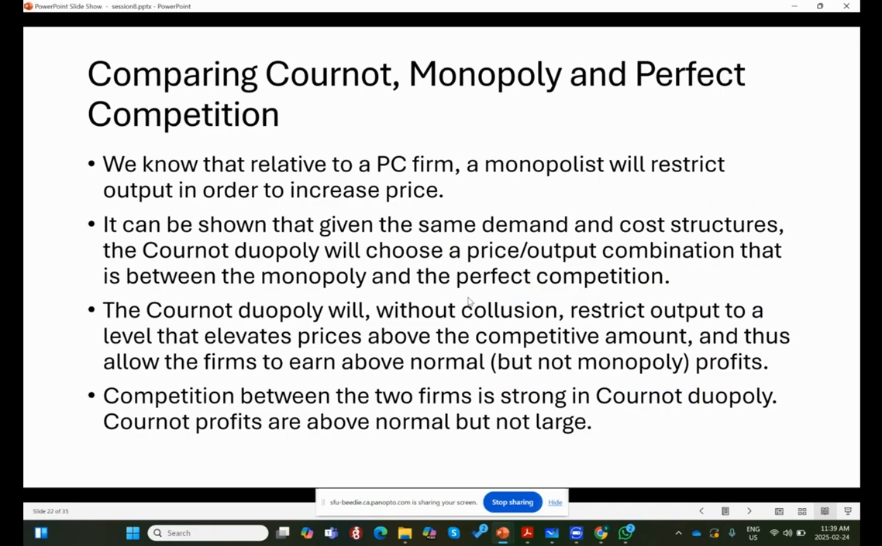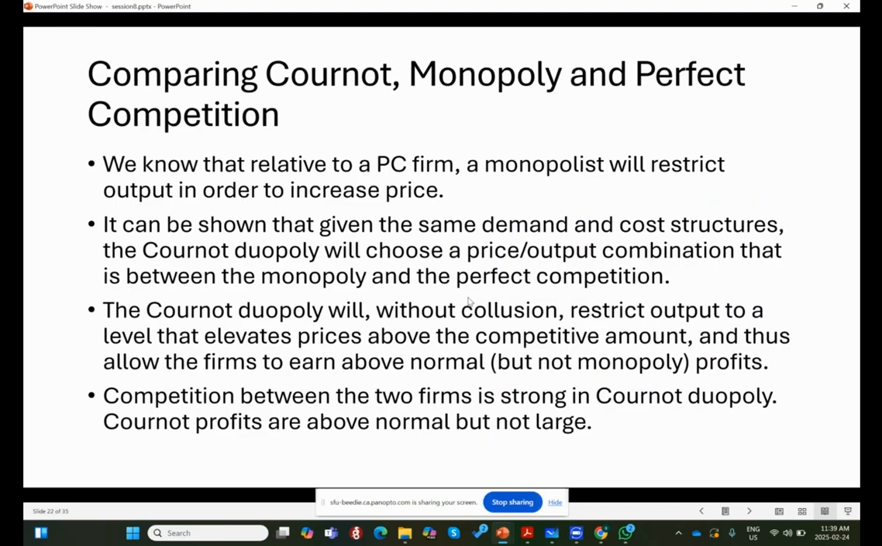Now, let's compare Cournot duopoly with monopoly and perfect competition. First of all, in terms of the price, monopoly has the highest price and perfect competition has the lowest price, right? The Cournot model would have a price in between, so the price under Cournot oligopoly is lower than monopoly but greater than perfect competition, right?